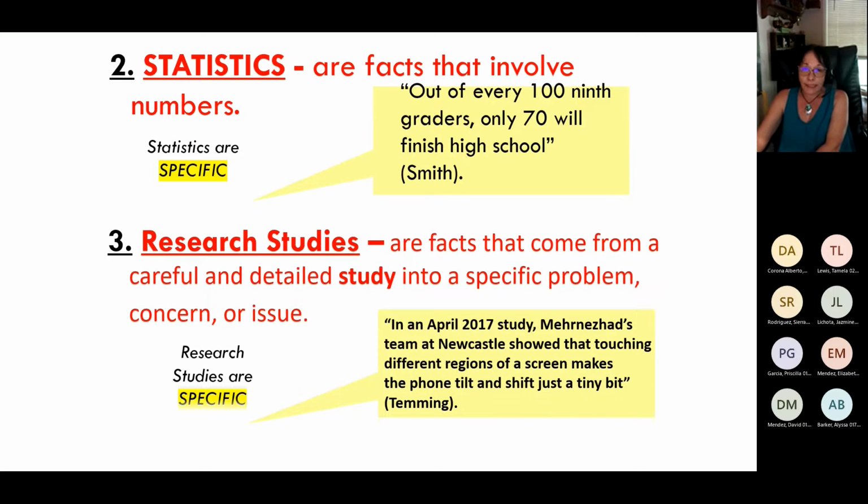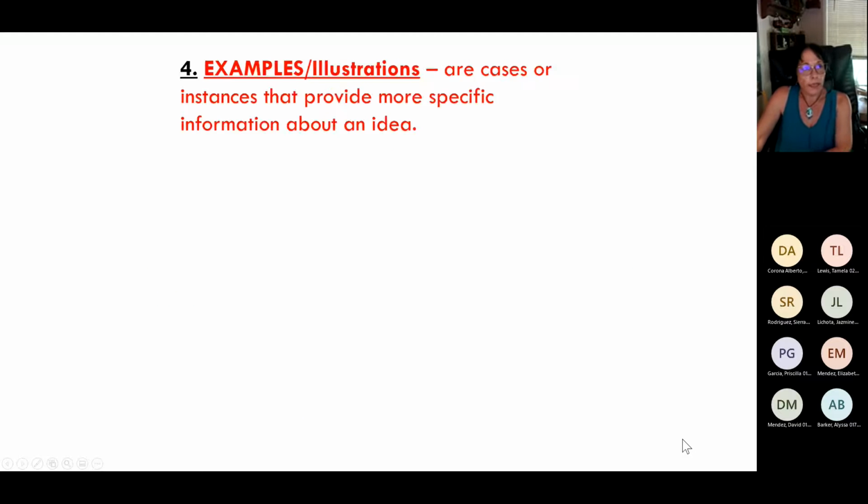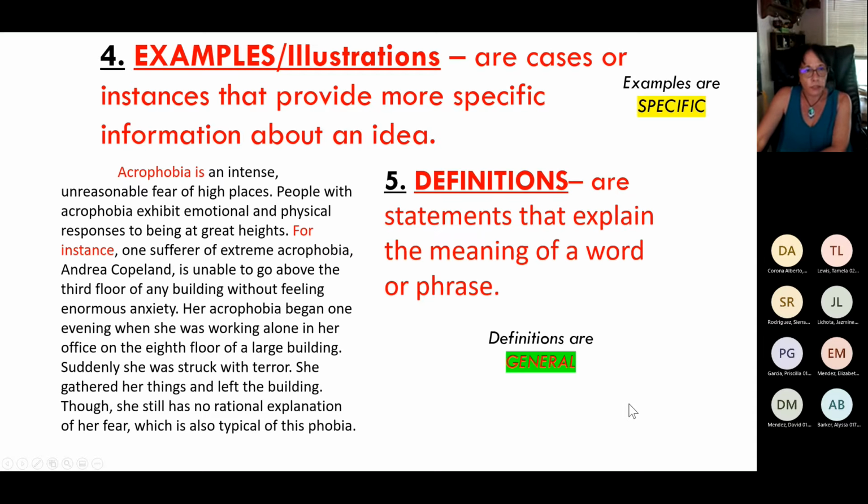So statistics and research studies are both specific because they give you numbers, for example. That's what statistics are: facts that involve numbers. Percentages are common for statistics. Research studies are always specific because you're giving somebody's name, and in this example, the date and some information about the study. And if you're using a research study, it's because it proves something about what you're trying to get across. And next we'll look at examples, illustrations, and definitions.